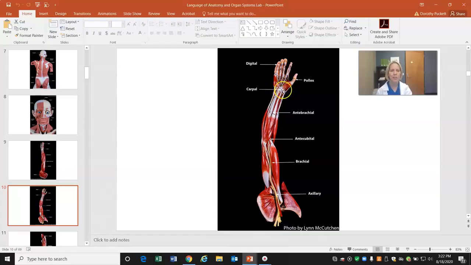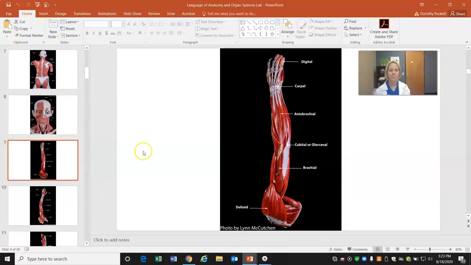Here's the wrist, which is carpal. The carpals are the bones in the wrist. And then we have an antebrachial, the forearm, and a brachial region. Between these two, where your elbow bends, is your antecubital region. And then here is your underarm again, the axillary region. Here is the cubital or the olecranal region, and you might as well learn olecranal here because you're going to learn that term when we get to a part of the ulna called the olecranon, your elbow.